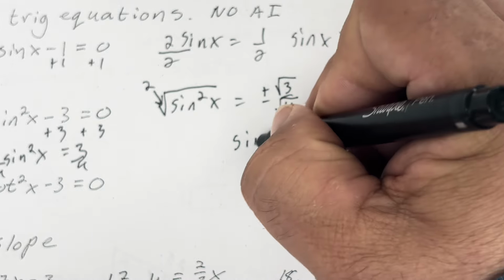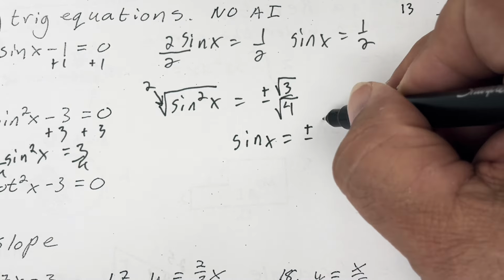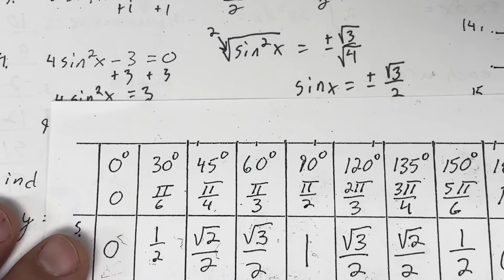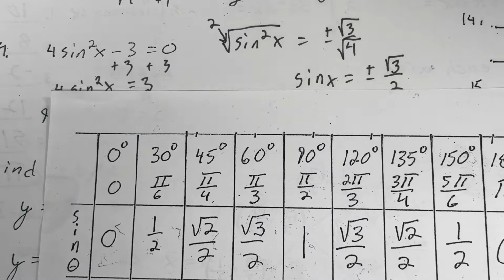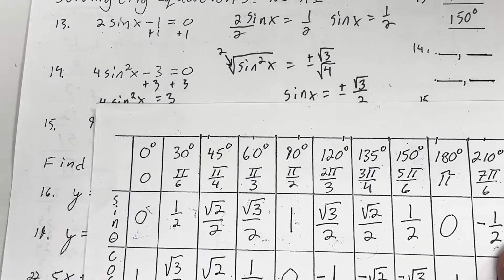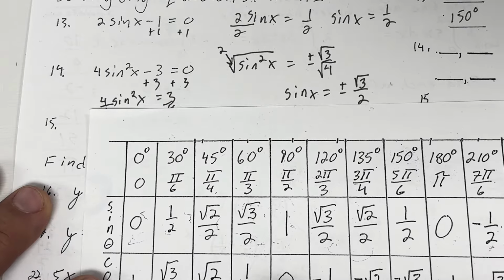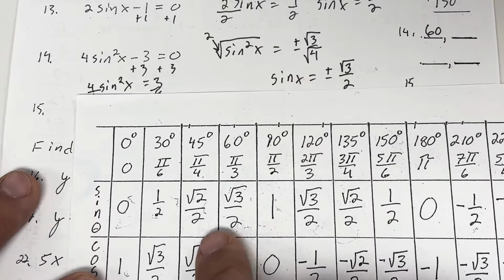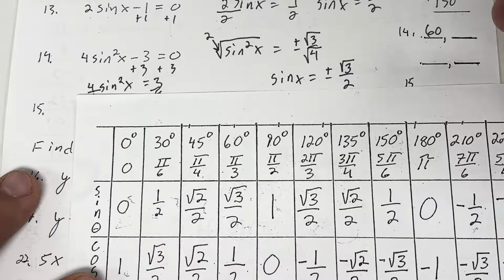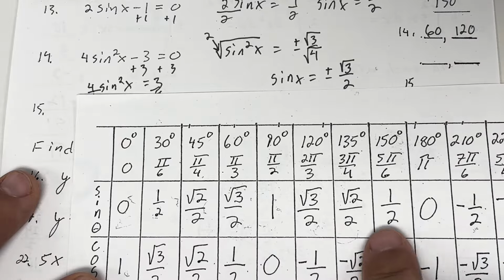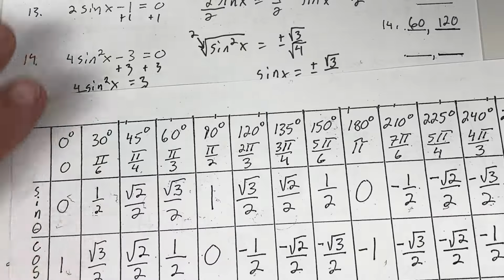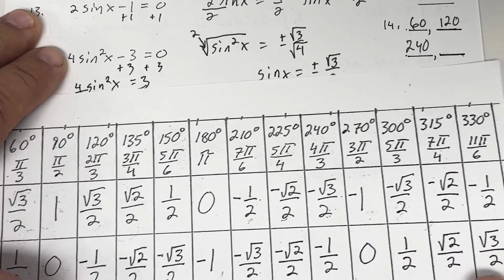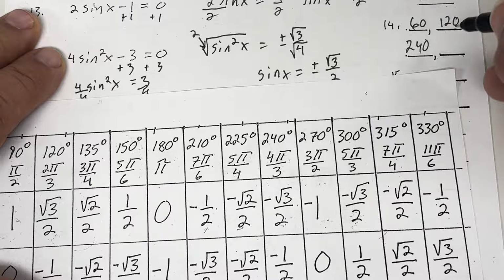So this is going to give us, where does sine x equal plus or minus the square root of 3 over 2? So we're going to go to the chart and find out where sine equals plus or minus square root of 3 over 2. There should be 4 places. So sine equals square root of 3 over 2 positive at 60 degrees, positive at 120, negative at 240, and then again at 300.